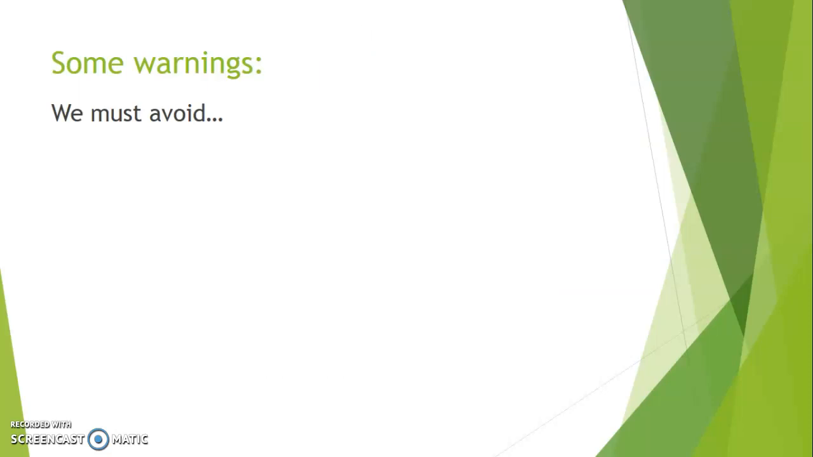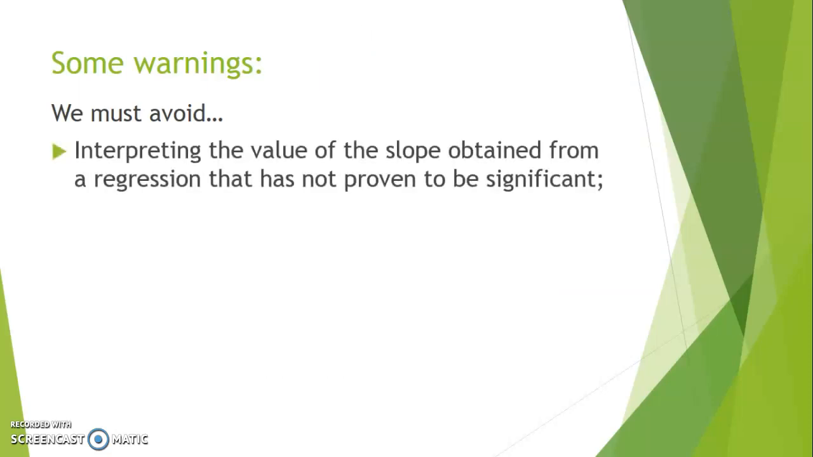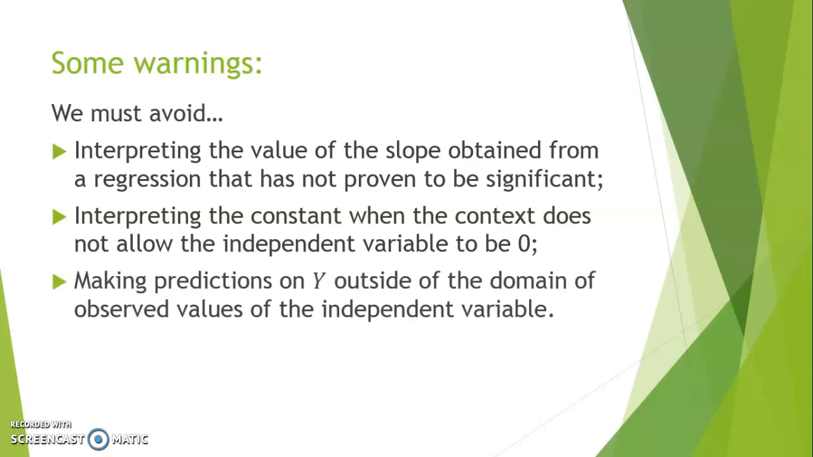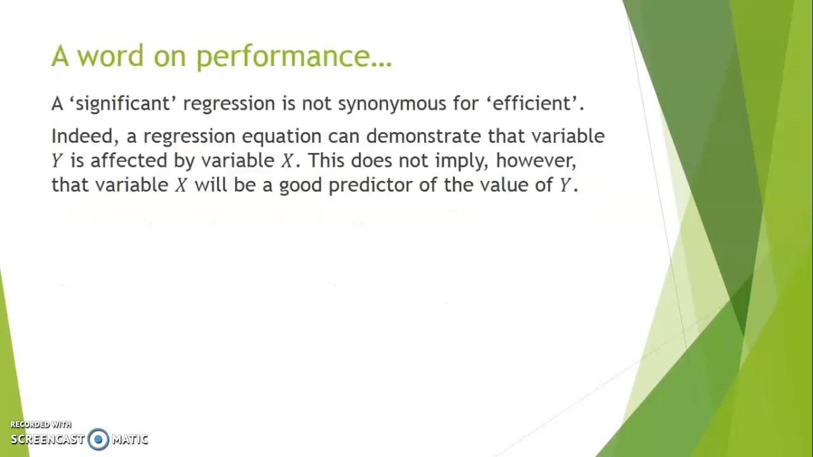So some warnings we have to keep track of. We have to avoid interpreting the value of the slope obtained from a regression that is not proven to be significant. That's why we do our hypothesis test on the slope. You have to avoid interpreting the constant when the context does not allow the independent variable to be zero. You have to make predictions on y within the domain of observed values and never go outside of that domain, which would be called an extrapolation.